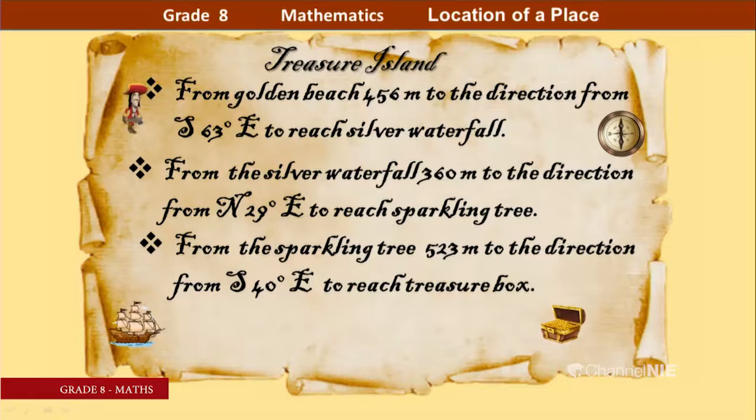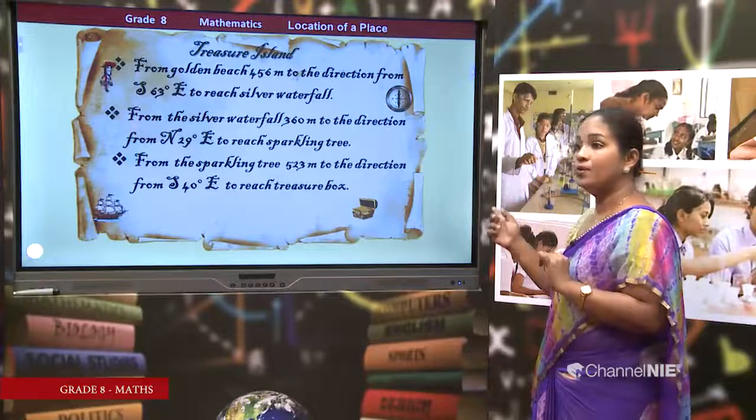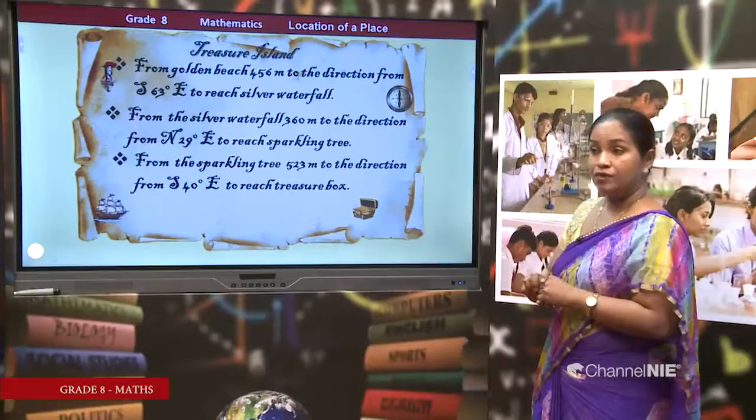From the sparkling tree, 523 meters to the direction from south to east. Angle 40 degrees. Then you can reach the treasure box. Check again. What is the distance from sparkling tree? 523 meters to the direction 40 degrees from south to east. Then you can find the treasure box.